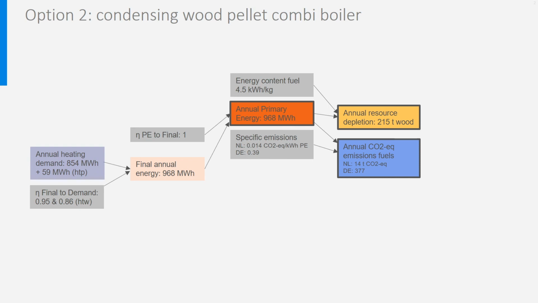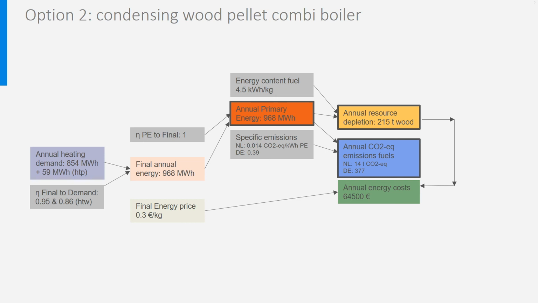What about the annual energy bill? Well, with a price of 30 cents per kilogram, we have to change our scheme a bit and multiply it by the number of kilograms of wood pellets used, which is 215 tons. The annual energy costs are therefore 64,500 euros. And what about the investment costs?